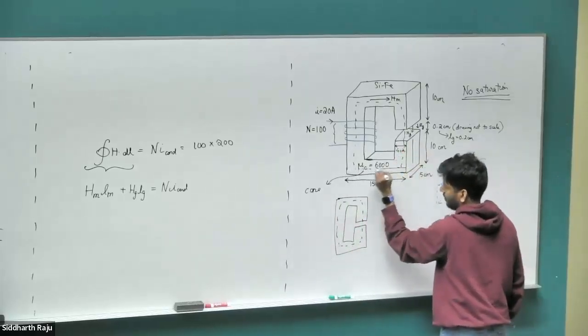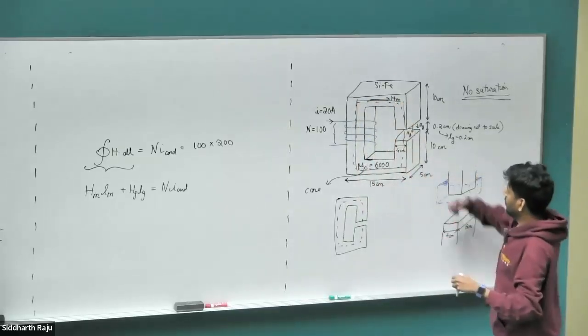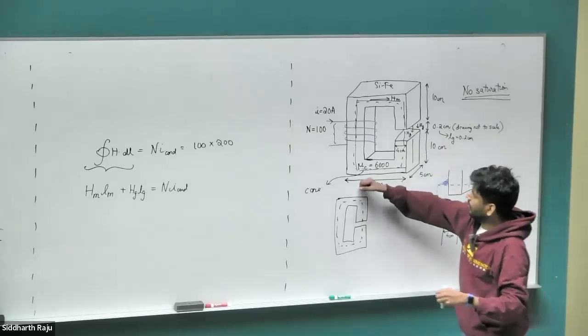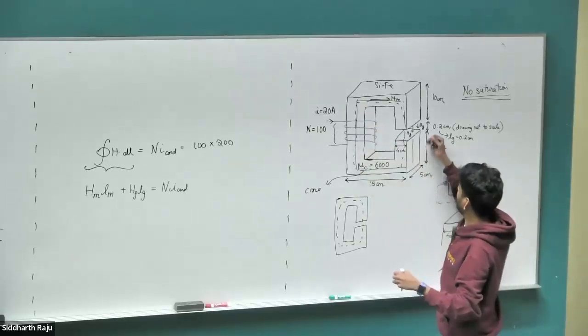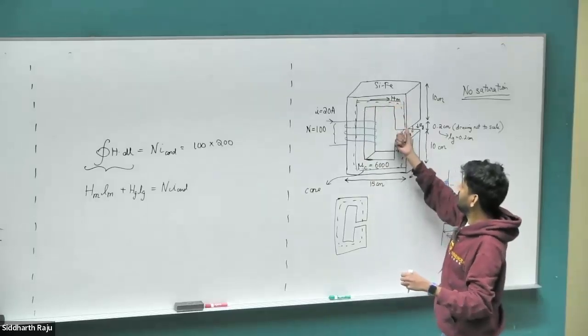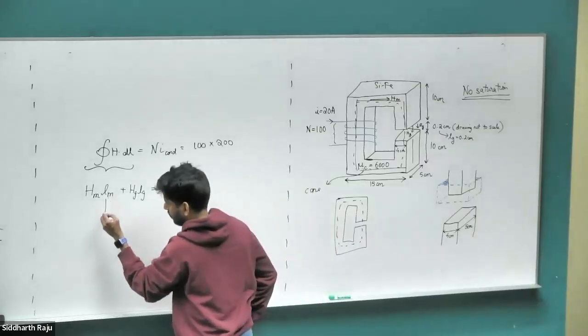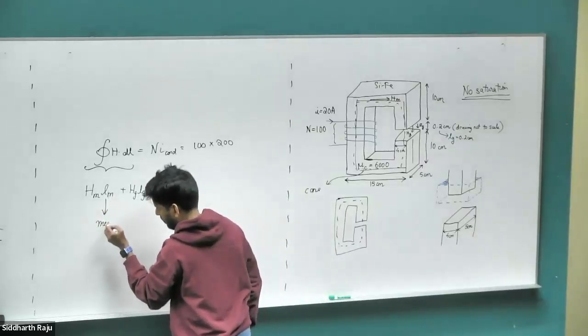So this side plus this side, plus this side, plus this side, plus this side. So it's going to be this 10 centimeter plus 15 centimeter, and then this total length is going to be 10 centimeter plus 10 centimeter plus 0.2 centimeter, and then again 15 centimeter plus 10 centimeter plus this 0.2 centimeter. That's what this LM is. So this is the mean core length.